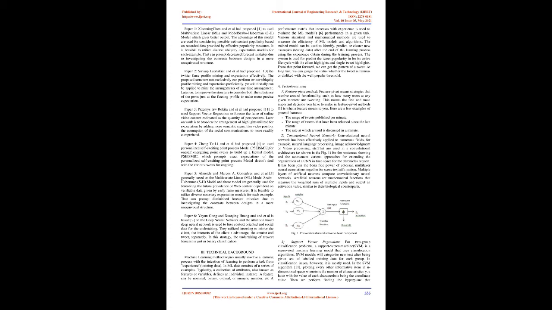Paper 3, Pirzamis Lorokita and et al. had proposed 11 to use support vector regression to predict the popularity of online video content measured as the number of views. Future work is to extend the set of features used for prediction by adding more semantic cues, like video topic or the sentiment of the social interactions, to better understand.